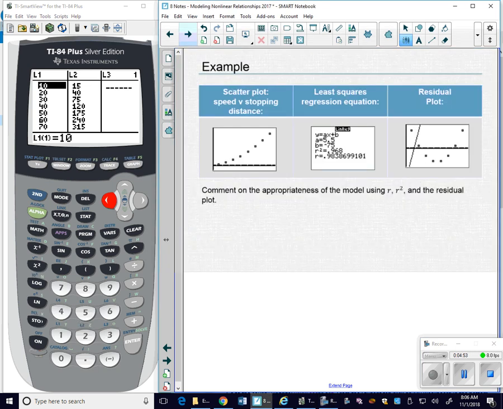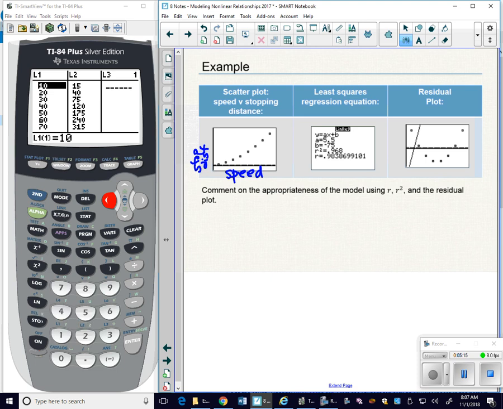Okay. So if you've done this correctly, you should have a scatter plot that looks something like this, where our x-axis represents speed and our y-axis represents the stopping distance. And if you're looking at that, I think you can see that there's a very strong association, that it's clearly positive, and it looks very, very linear.